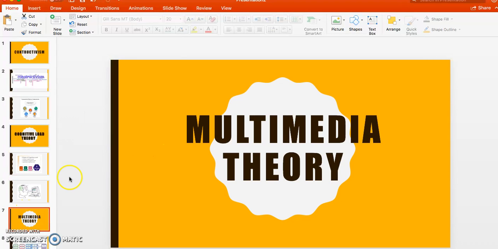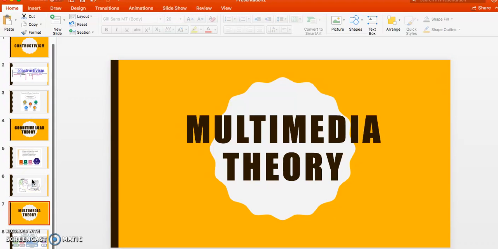Next is multimedia theory. The multimedia principle states that people learn more deeply from words and pictures than from words alone. However, simply adding words to pictures is not an effective way to achieve this in learning. The goal is to design instructional media in the light of how the human mind works.